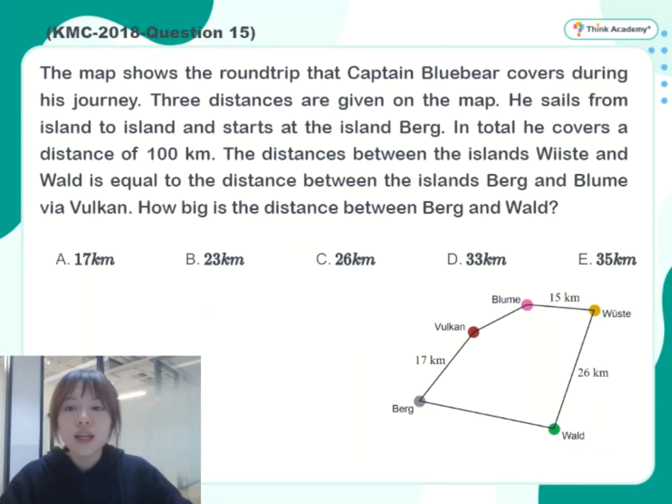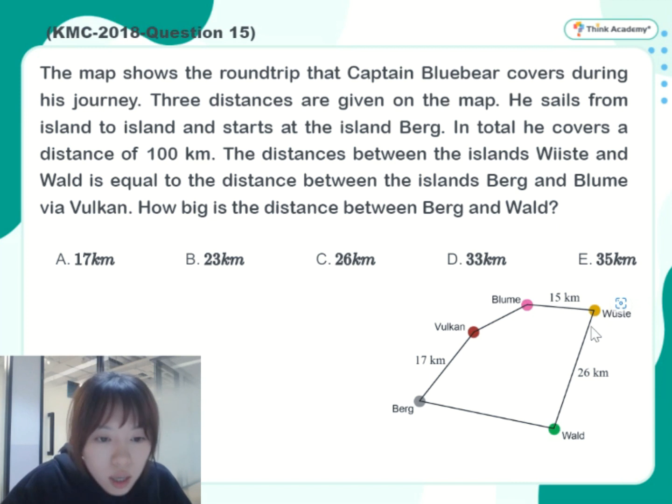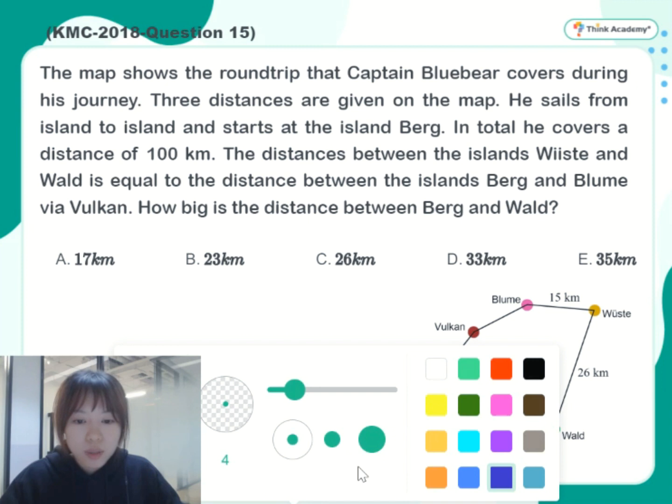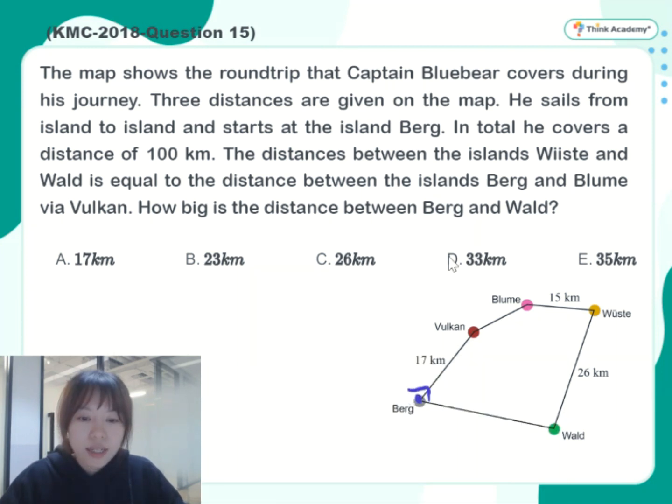Okay, the last one. The map shows the round trip that Captain Blue Bear covers during his journey. There are three distances given on the map. Berg to Walkman, 17 kilometers. Bloom to the west is 15 kilometers. And west to Wild is 26 kilometers. So how he sails from island to island and starts at the island Berg. So here we start from Berg.